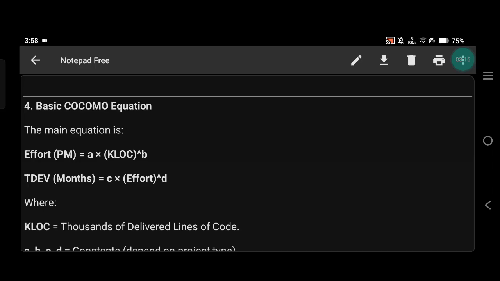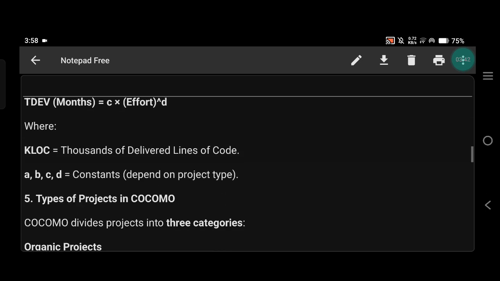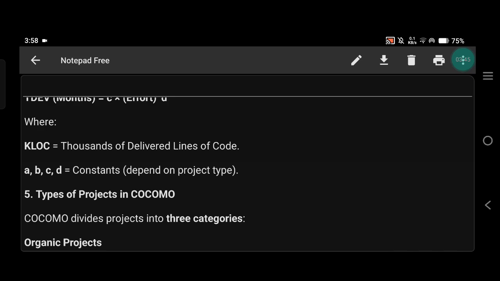Then the basic COCOMO equation. The main equation is effort PM equal to A multiply by KLOC raised to the power B. Then TDEV months equal to C multiply by effort raised to the power D, where KLOC equals thousands of delivered lines of code, and A, B, C, D are constants that depend on the project type.